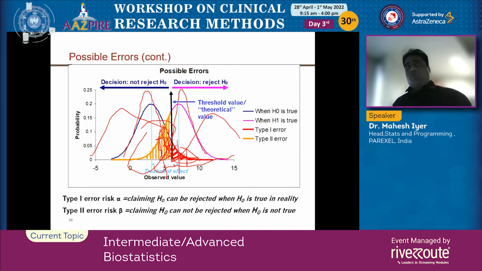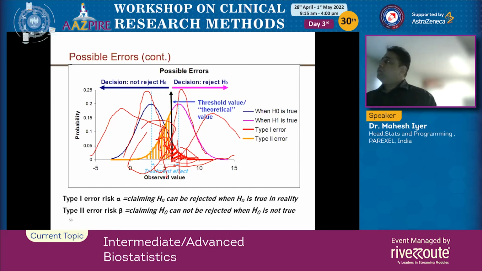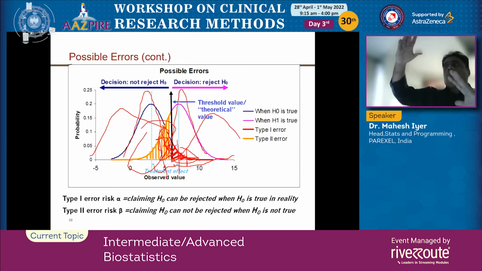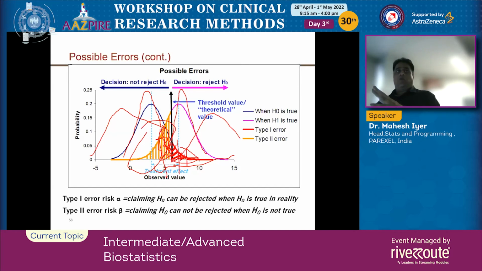Same concept is what we use in multiplicity testing. I'm doing one test at 5% alpha. I'm doing another test at 5% alpha. Now the overall chance of making an error is what? Close to 10%. It's not exactly a mathematical calculation, but it's close to 10%, right? And as the number of tests keeps on increasing, that chance of making an error keeps on increasing. So what is the way to fix it?